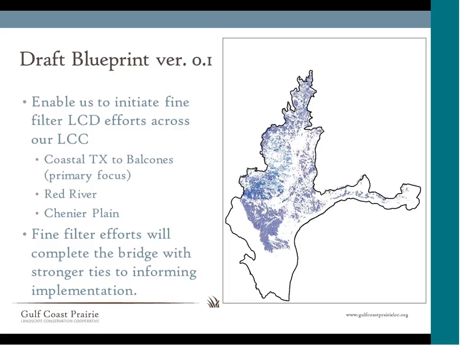But I'd also like to note there are emerging opportunities to engage with our partners in other areas of the LCC geography, primarily the Red River between Oklahoma and Texas, and also along the Chenier Plain in Louisiana and Texas. There's 2 areas that I highlighted before as well. Then ultimately, these more finer filter efforts or higher resolution, smaller scale efforts will help complete the bridge between planning and delivery with stronger ties to informing implementation to achieve conservation objectives.